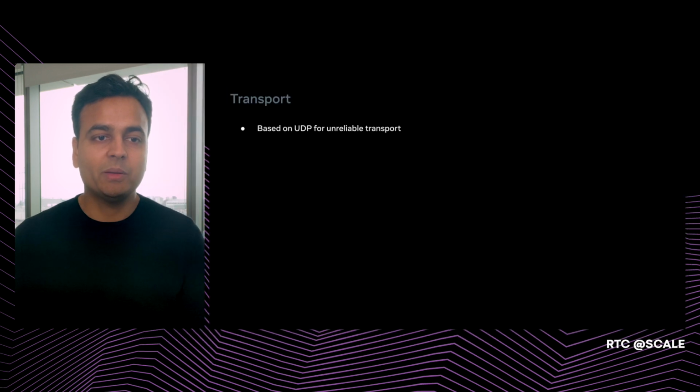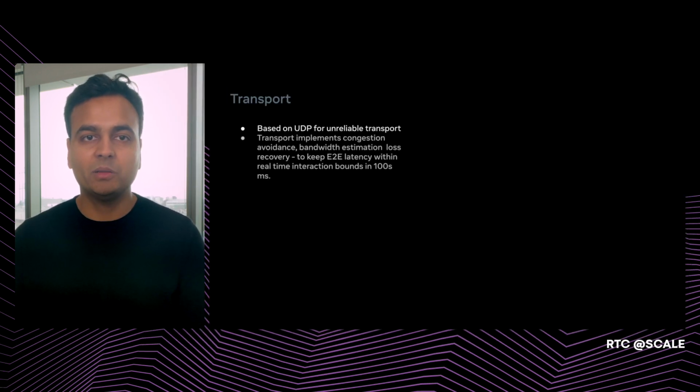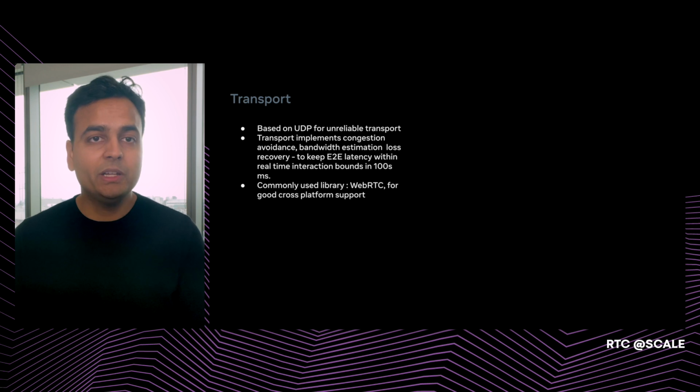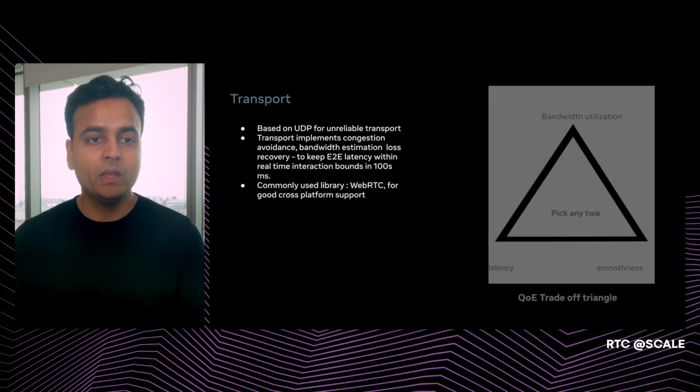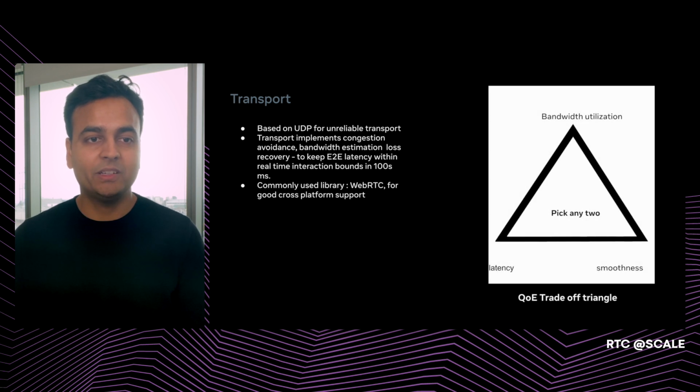Coming to the transport part now, typically the transport library is based on UDP and it offers unreliable transport. It implements some critical features such as congestion avoidance, bandwidth estimation, loss recovery, etc., all designed to keep the end-to-end latency within the bounds of real-time applications. A very commonly used library here is WebRTC, which has good cross-platform support. Transport typically faces this trade-off triangle where out of bandwidth utilization, latency, and smoothness, you can only have two, and you cannot achieve all three.